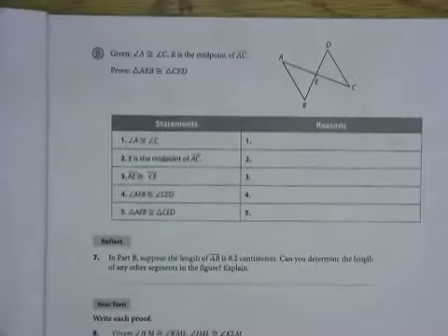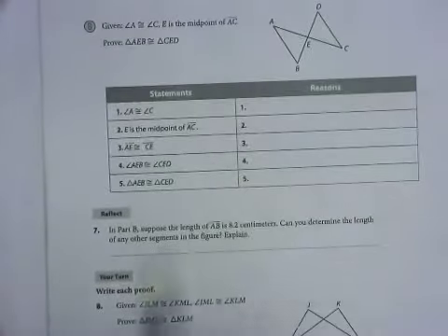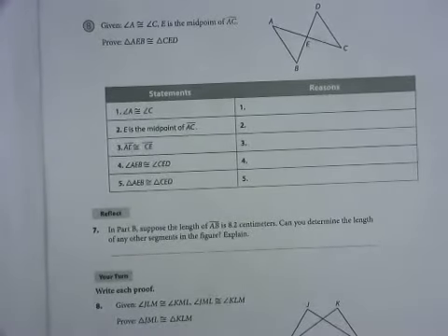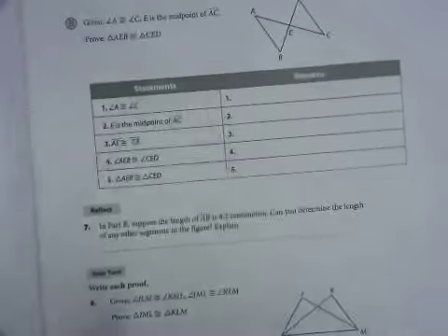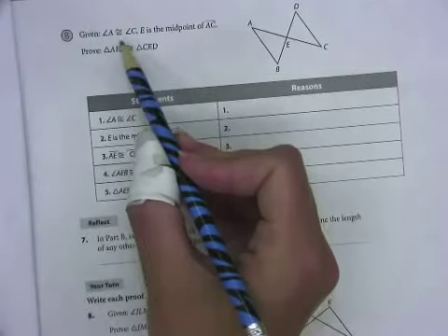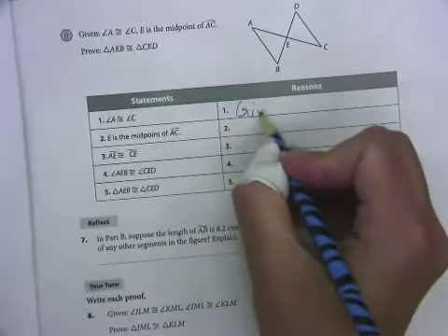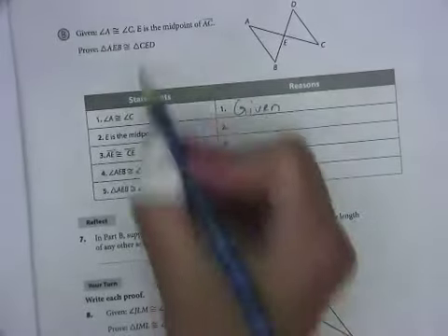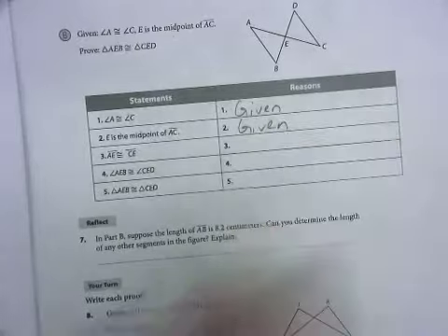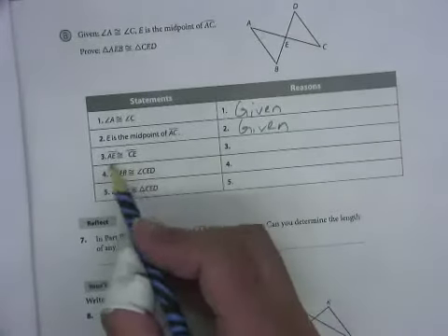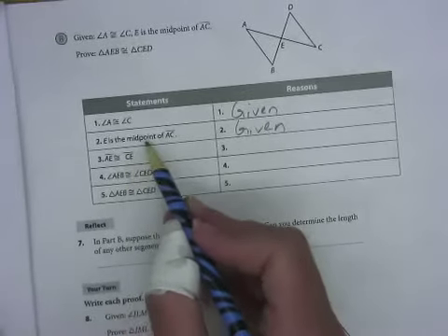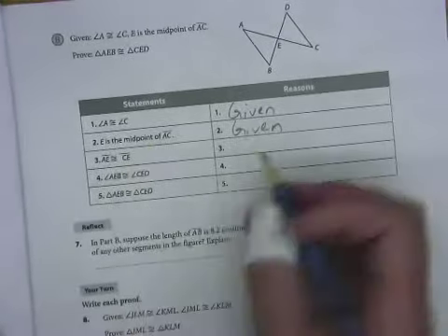In part B, they've written the statements out for us, and we have to come up with the reasons. So angle A is congruent to angle C. Well, 9 times out of 10, you're going to start a proof with the given, and there it is. This is given. I am also given that E is the midpoint of segment AC, so I write that down for that reason. And then now I'm saying that AE is congruent to CE. Well, that's because E is the midpoint of segment AC.